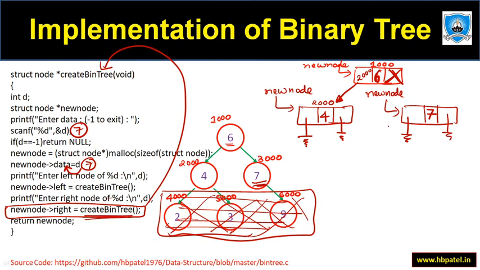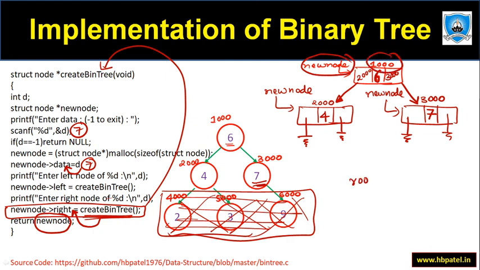binary tree. So it will return, let's say 3000 address. So that 3000 I am going to put it in new node arrow right. So new node arrow right is over here. So I'm going to put 3000 over here. So now this is done. And now you can see that return new node. So we are talking of this new node. That means this 1000. So 1000 will be returned. So that will be nothing but my root value. So root value will be 1000.